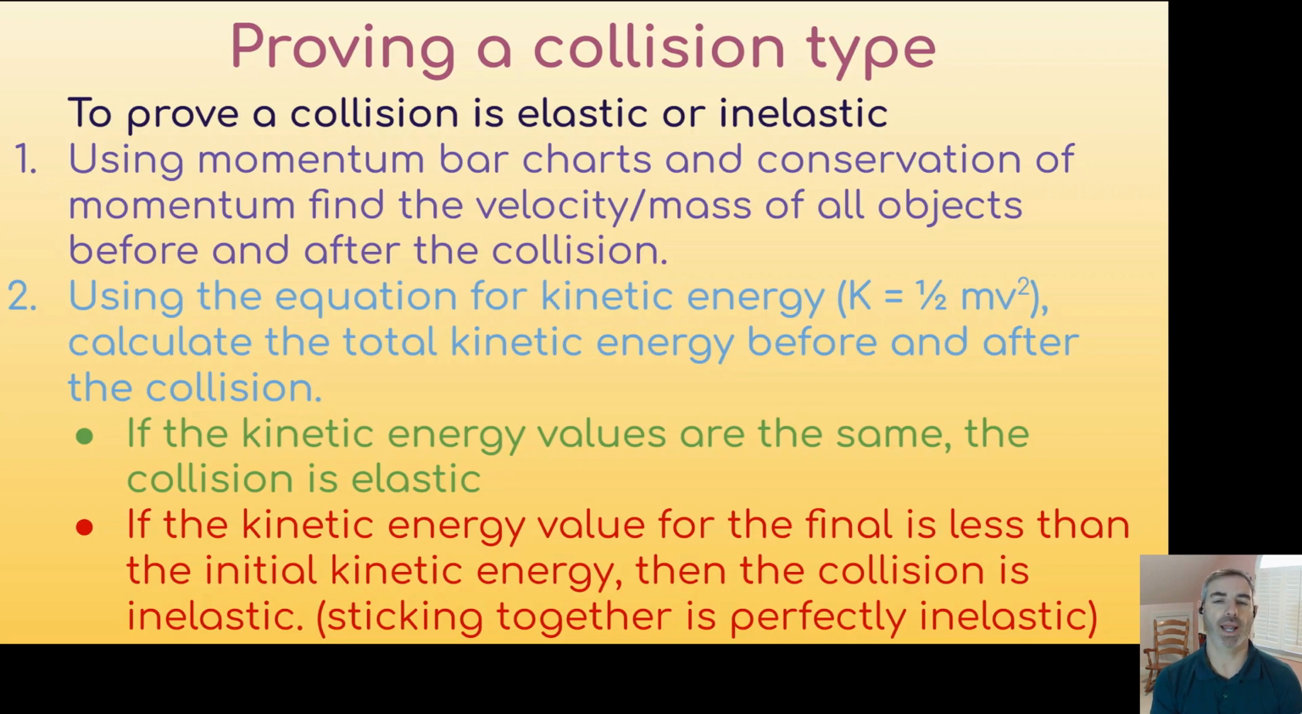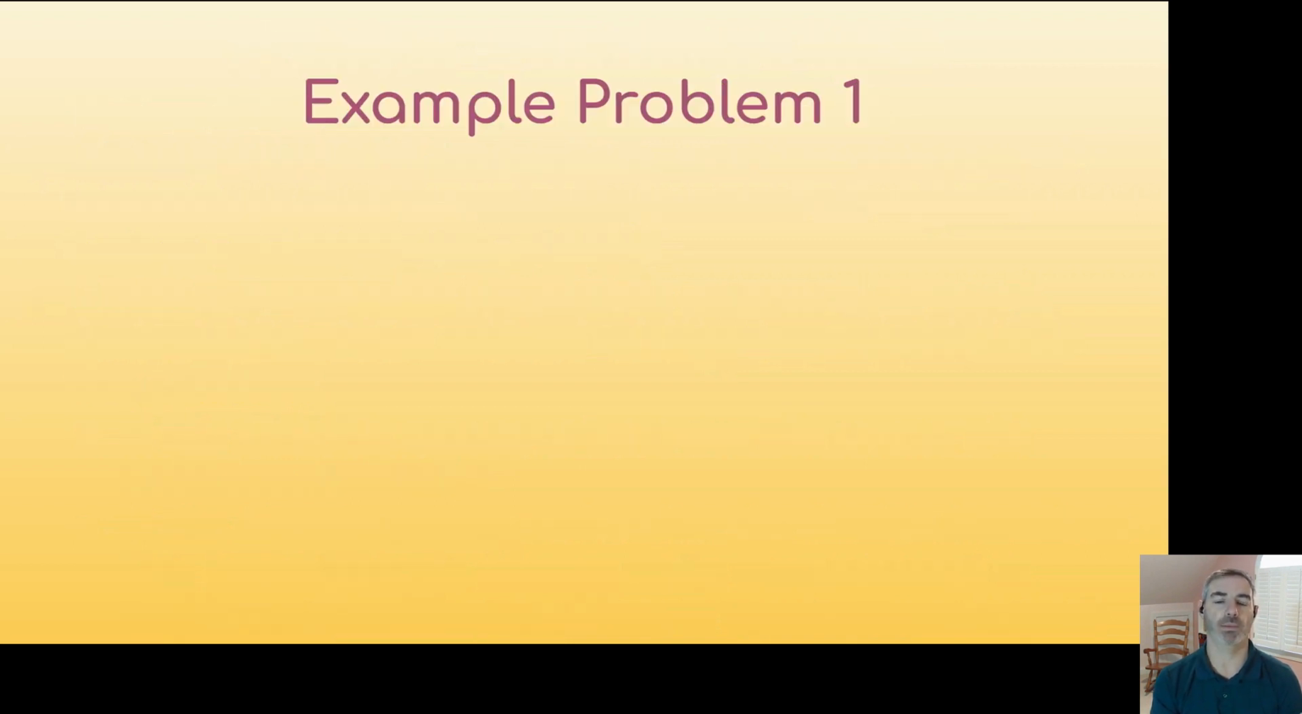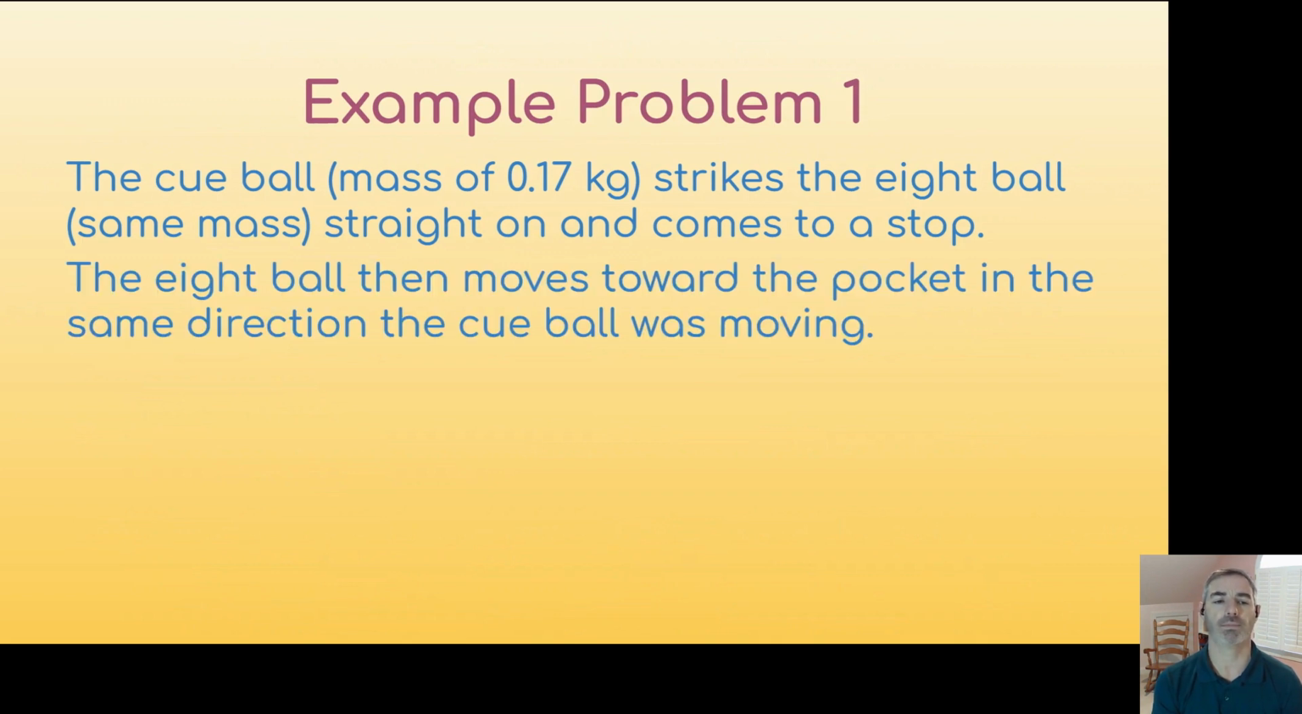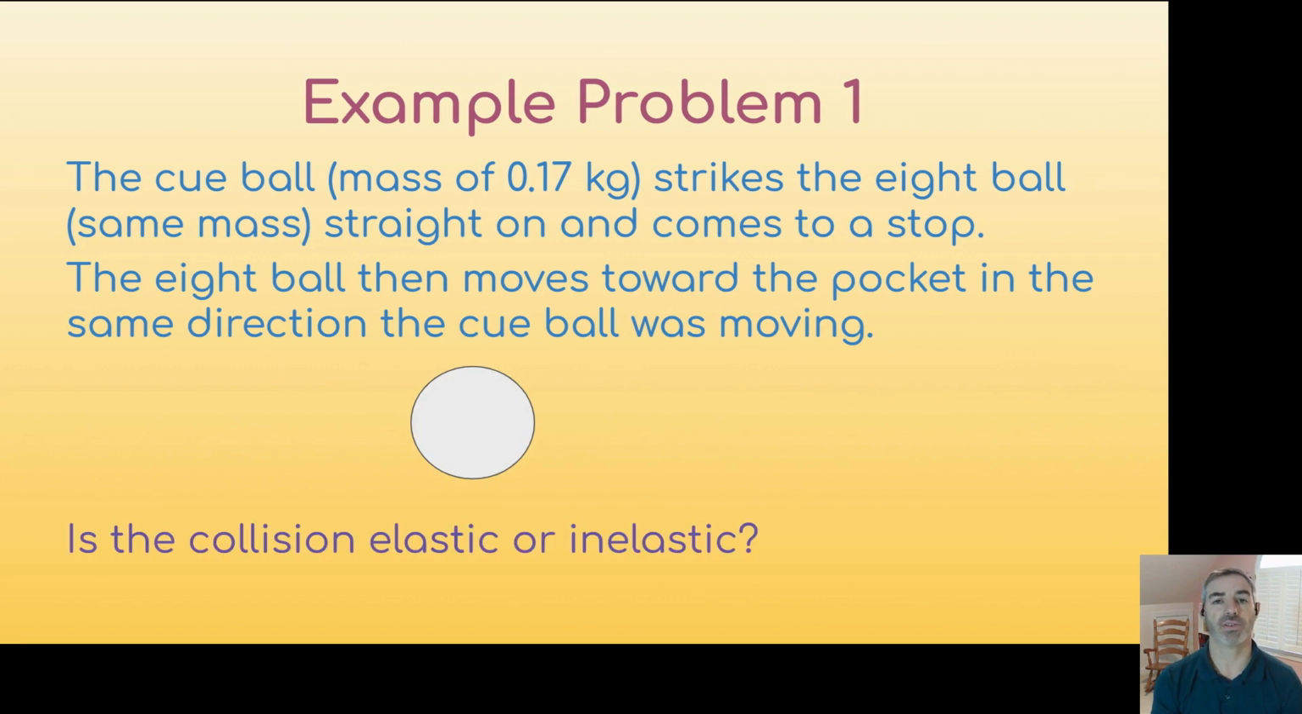So here's our example problem. We have the cue ball that has a mass of 0.17 kilograms, and it strikes the eight ball, which has the same mass, straight on, and it comes to a stop. The eight ball then moves toward the pocket in the same direction the cue ball was moving before. The question we want to ask is: is this an elastic or inelastic collision? So let's go through our steps.